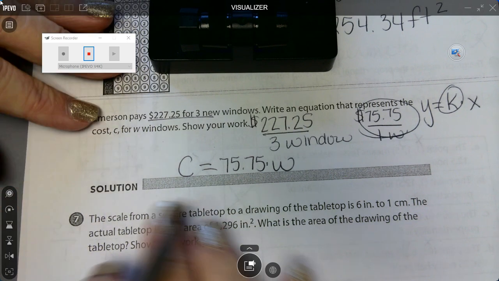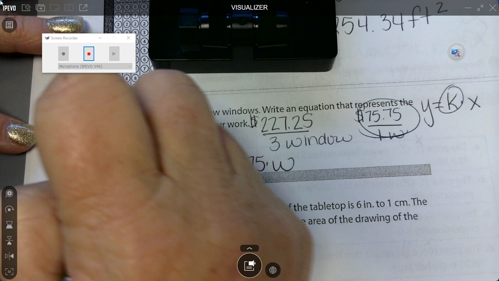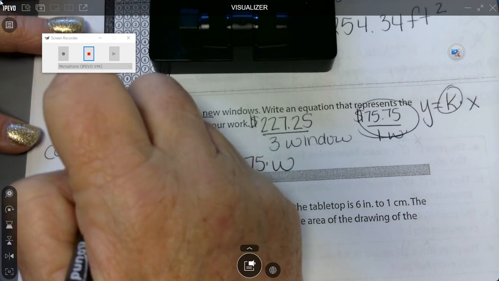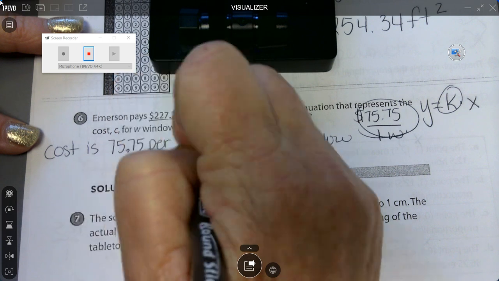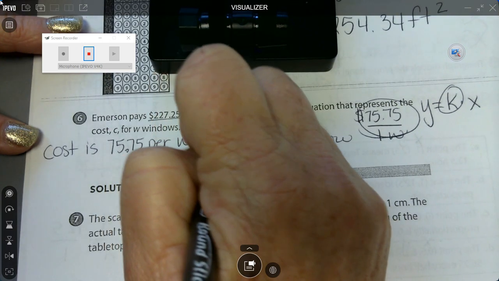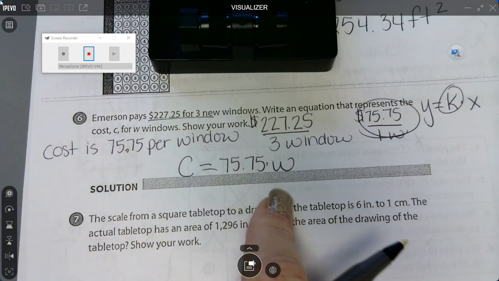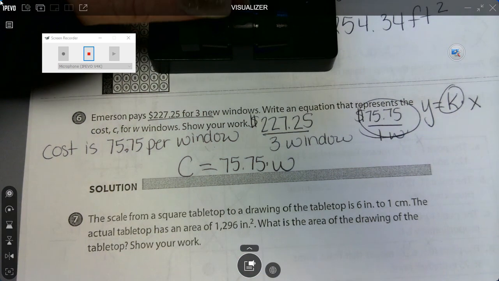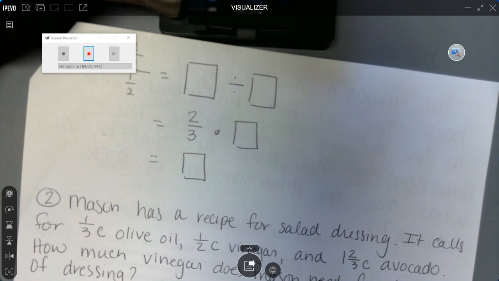Okay, and if you don't know that right off the top of your head, you know that the cost comes from the constant, which was $75.75 per window. So if you can write that out in words, then just substitute C for cost and W for window and plug it in. I'm going to skip number 7 for right now because there's another problem that I did that's like it. All right, so flip over your paper.